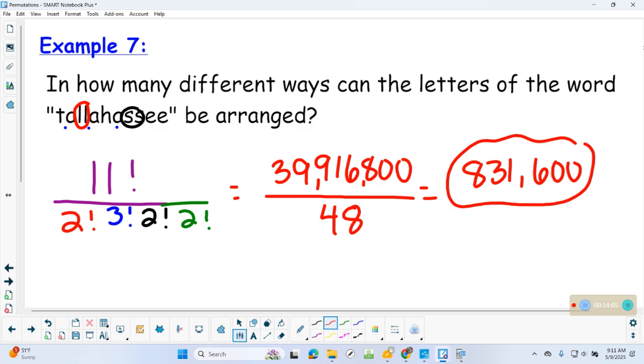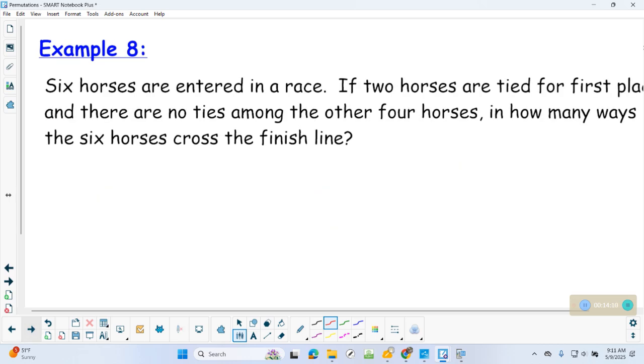I'm going to say it one more time. Again, we're just finding the total number of ways. Last one and we're done, people. It's that easy. 6 horses, of course I had to make this problem. 6 horses are entered in a race. If 2 horses are tied for first place and there are no ties among the other 4 horses, how many ways can the 6 horses cross the finish line? Okay, sounds wordy, but I promise it's simple.